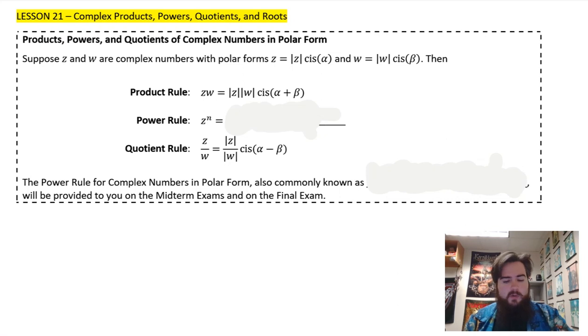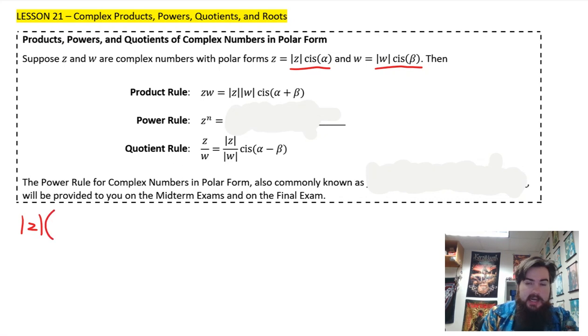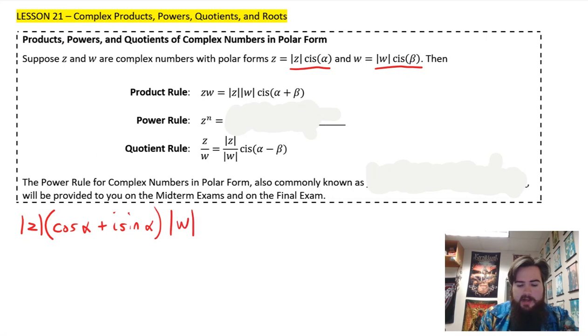Now the product rule here, we have the modulus of z times the modulus of w times CIS of alpha plus beta. Where this is coming from is what would happen if you were to take the two complex numbers mod z CIS of alpha times mod w CIS of beta. If I do that real quick, what that would look like is the modulus of z, and I'll expand what CIS means as cosine of alpha plus i times sine of alpha. And we're multiplying that by mod w times cosine of beta plus i times sine of beta.